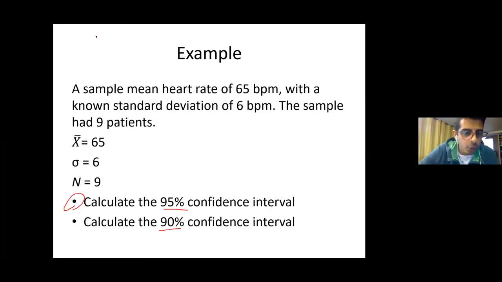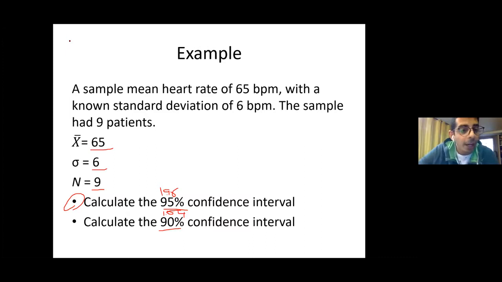So this is how you do it. The mean is 65, the standard deviation is 6, the n is 9, and we have z. Z here should be 1.96 for this one, and here it should be 1.64.